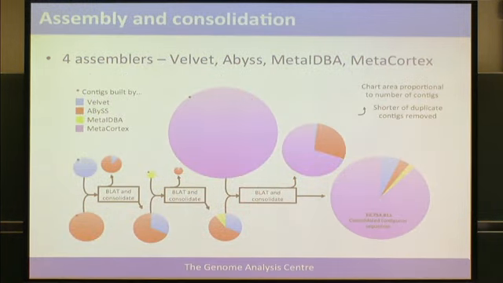So our assembly approach, as I say, at the time, metagenomic assembly was starting to emerge. So we used 2 genomic assemblers, Abyss and Velvet, and then we used MetaIDBA and MetaCortex, which we just developed for this project. And the approach was to consolidate the contigs from the 4 assemblers. So we did pairwise comparisons and where 2 assemblers output the same bit of sequence, we took the one that was longest.